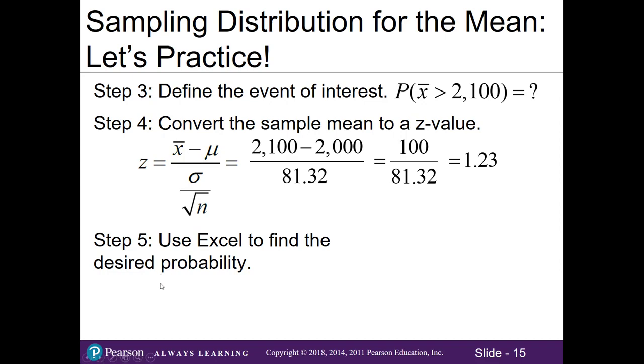In step 5, we'll go ahead and use Excel to find the desired probability. So it helps me to draw the normal distribution curve. So I'll go ahead and map where my z-value falls.